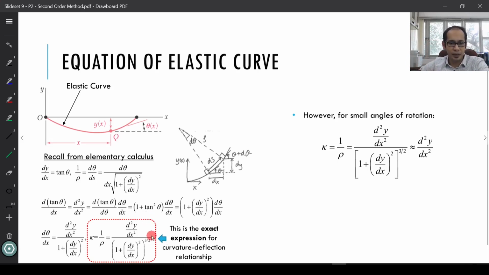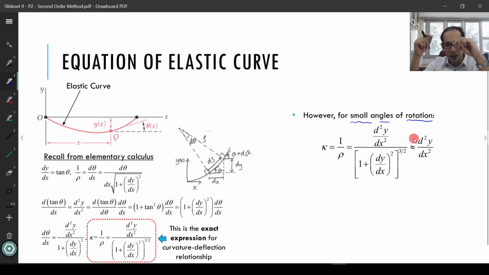Now if we take this expression, which is reproduced over here, you see your theta, that is tan theta equals dy/dx. So for small angles, you have theta equals dy/dx. Now for very small angles of rotation, this dy/dx is already very small, and here you're squaring it, so that becomes negligible. So if you make that assumption for small angles of rotation, this term goes for a toss. So your kappa essentially becomes equal to d square y by dx square.